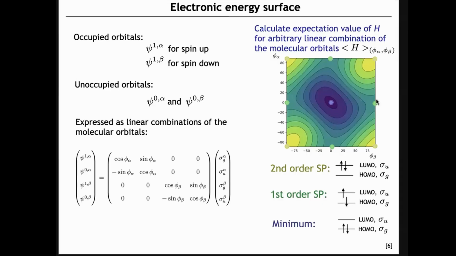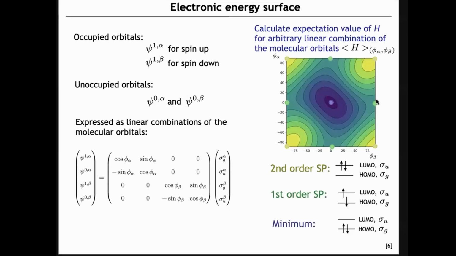So the first order saddle points on the energy surface correspond to the first excited state, an open shell singlet. And then we have the second order saddle points, the yellow ones here, and they correspond to having both angles at 90 degrees, and that means we have both electrons in the antibonding molecular orbital. So you can see this connection between saddle points of the electronic energy surface and the excited states.